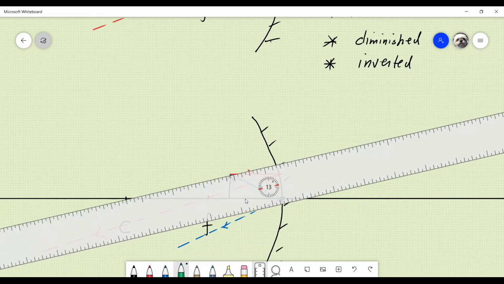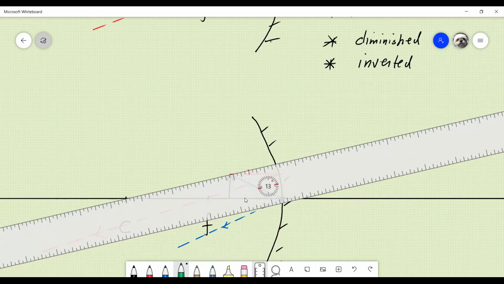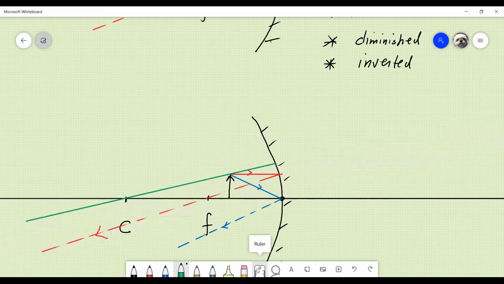Am I right? So you can think about it that way. Now, if you have a light coming in from the tip of the object, aligned with the center of curvature, it will reflect straight back. You understand? So in other words, this point here acts like a plane mirror.